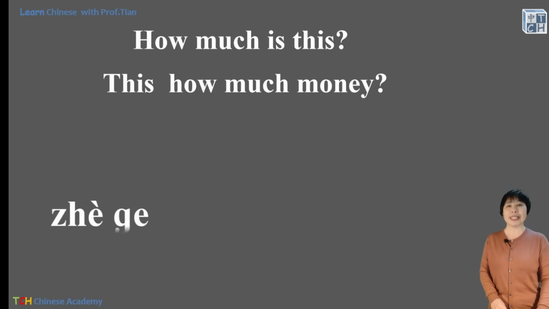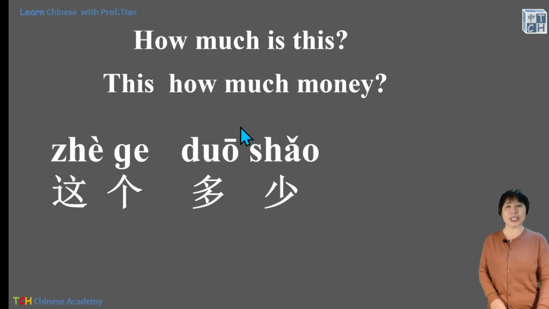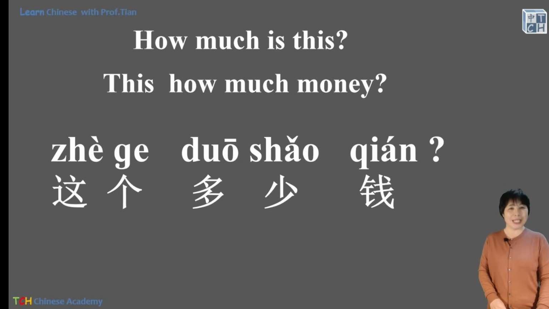So this, it's 这个. And how much is 多少. And money, 钱. Okay, let me break them down. So 这个 it's like, this one. So 个 is unstressed because there's no tone here. So 这个. And 多 literally means many, much. And 少 means little or few.